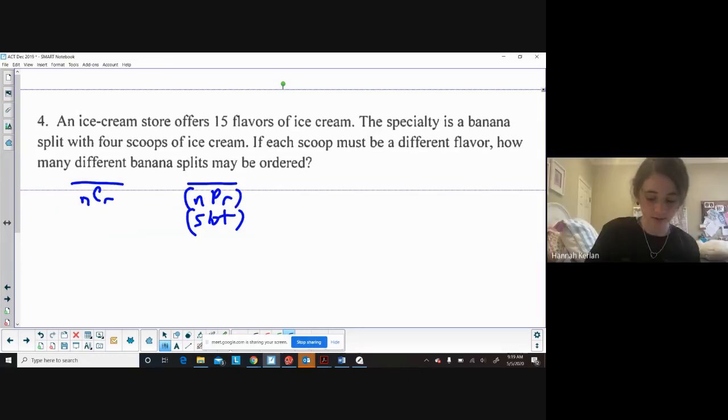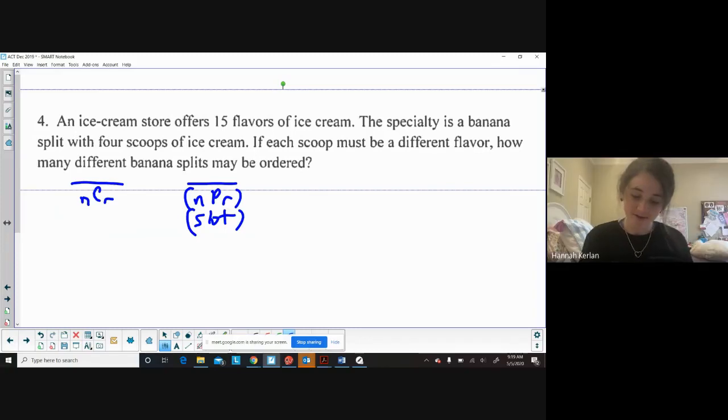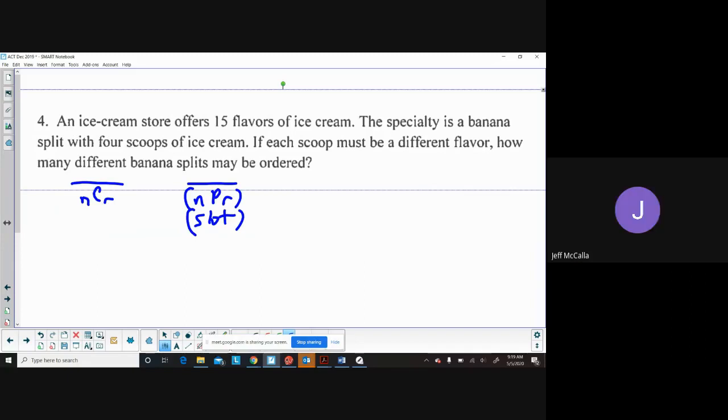Okay. So is order important here? Before you answer NPR or whatever, is order important or not? No. I just saw the word ordered and thought maybe it was. Yeah, sometimes it can be ordered. Ordered in that case means like placing an order in a fast food place. Does that make sense? How many different combinations can you order?